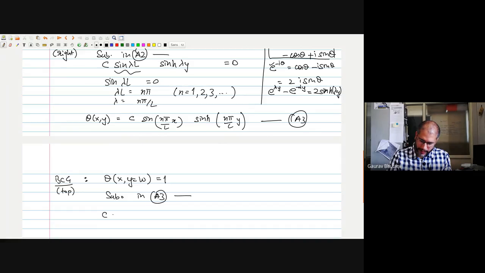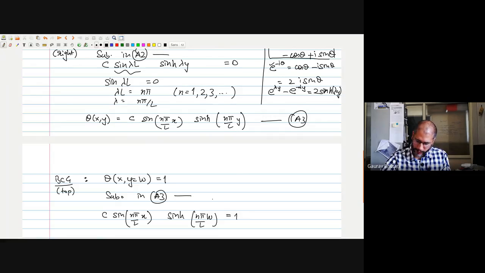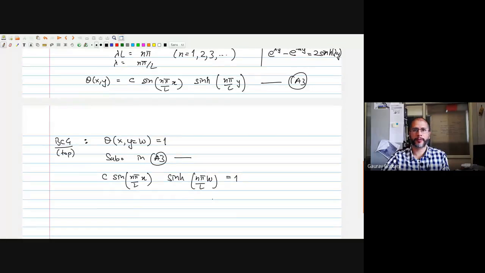So we get c times sine(n pi by L times x) times the hyperbolic sine of (n pi by L times w), and this is equal to 1. Okay, so we have to use this condition now to find the value of c, and once we have that, we will update our expression A3, the final expression for theta, in terms of all known values. There will be no constant which will be unknown.